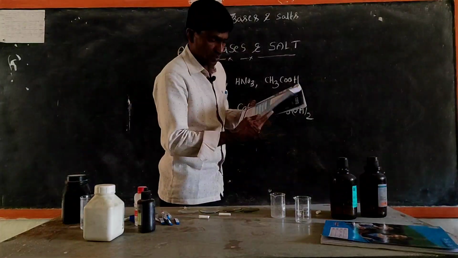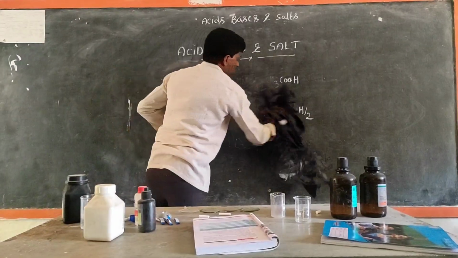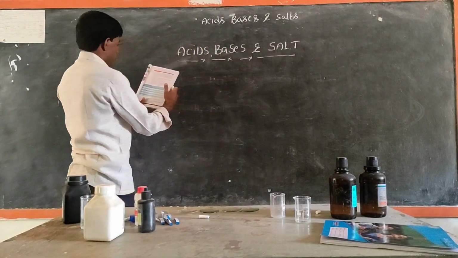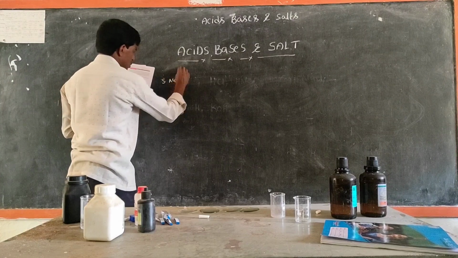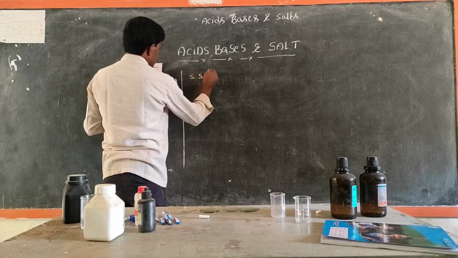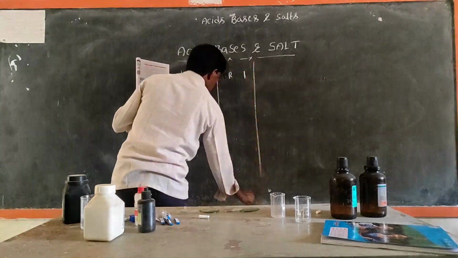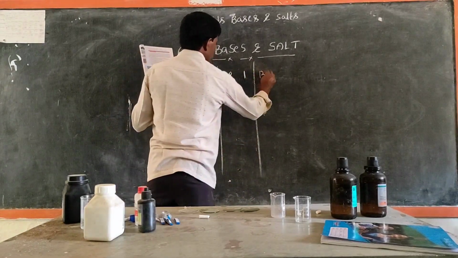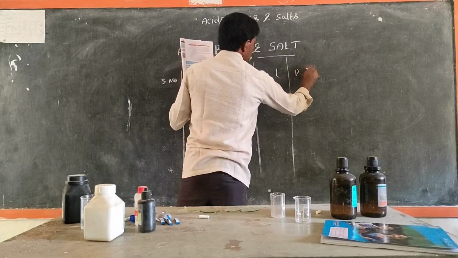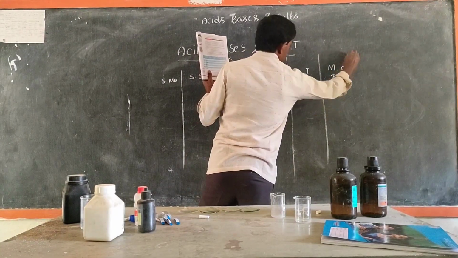We can observe the following table, table 1. Serial number, sample substance, red litmus, blue litmus, phenolphthalein indicator, and the methyl orange indicator.